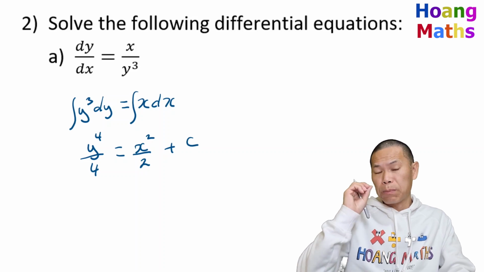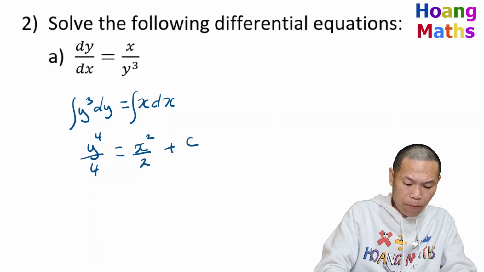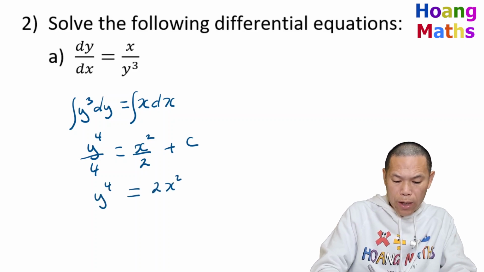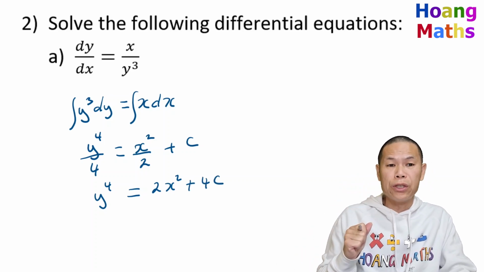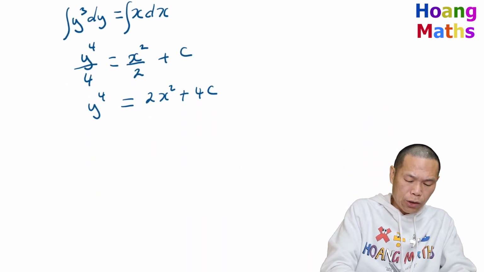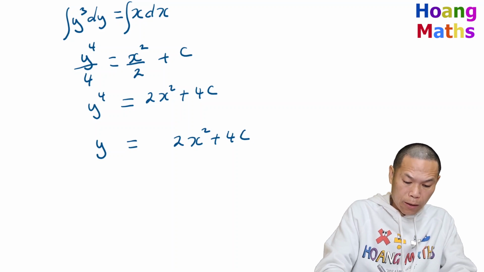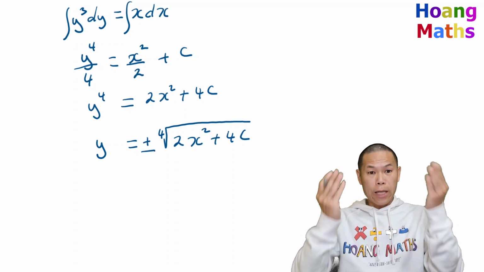So now, if I times 4 on both sides, because I need to get rid of fractions, that becomes y power of 4 is 2x squared, and we add 4c, because I times 4 on every term. Now, we just need to take the fourth root of both sides. So that becomes y is equal to the fourth root of 2x squared plus 4c. Now, because of the even root, we need a plus or a minus. Okay, so there you go.